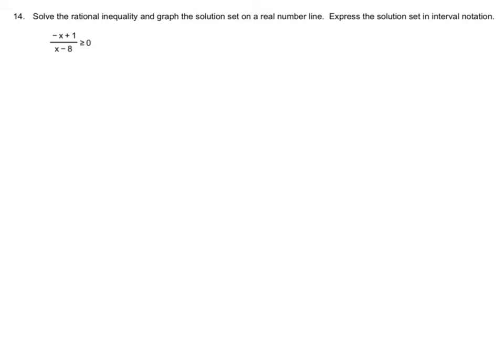Here we have a rational inequality because there's a variable within the denominator. In order to find the solution, we need to make sure that there's a single expression on the left side and a zero on the right side. And if we look at our problem, that is true, so we don't have to move anything. Next, we want to factor the numerator and denominator. Again, if we look at this inequality, the negative x plus 1 is already factored and the x minus 8 is already factored. So we don't have to do anything for that step.